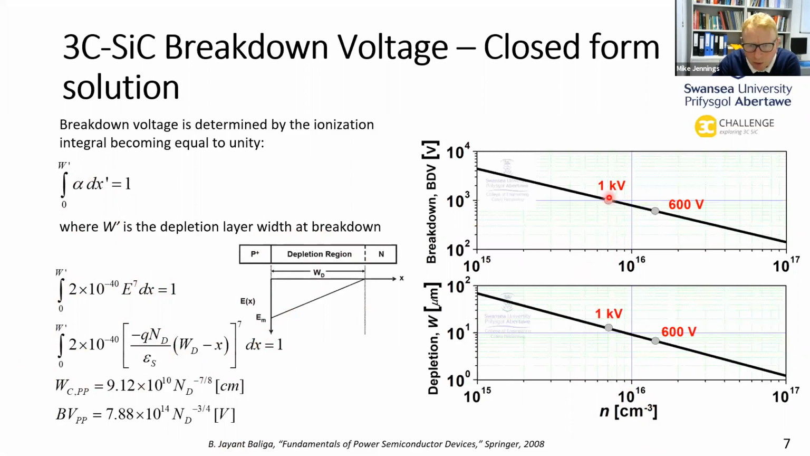And we can see that for 1 kilovolt, we can get approaching 1E16 doping concentration, and just over 10 microns of drift layer, epi layer, required for that kind of voltage rating.